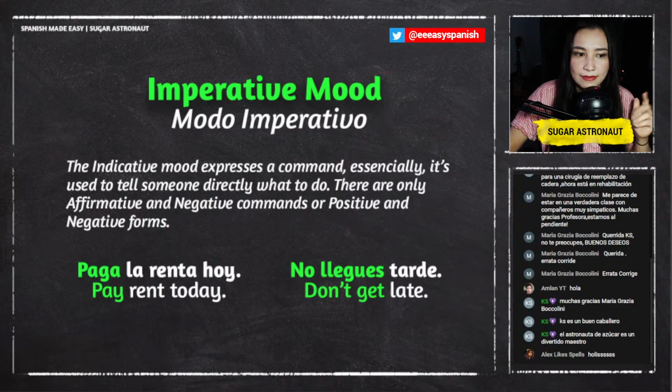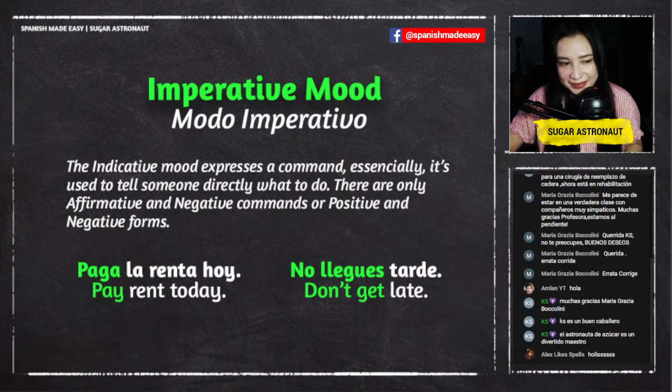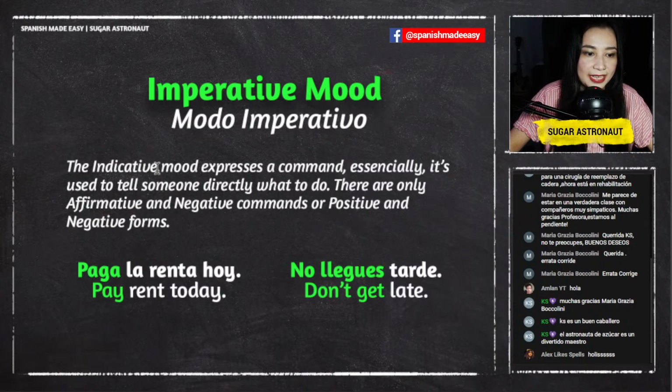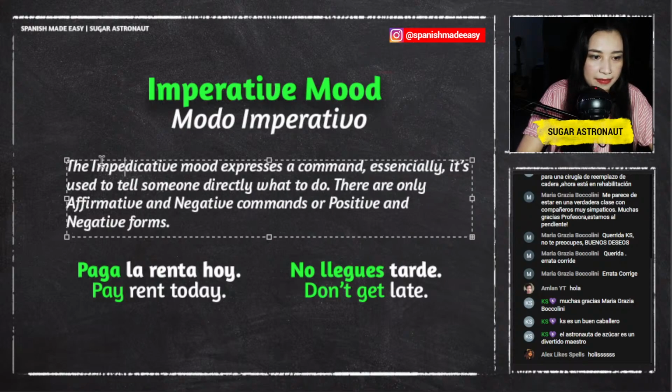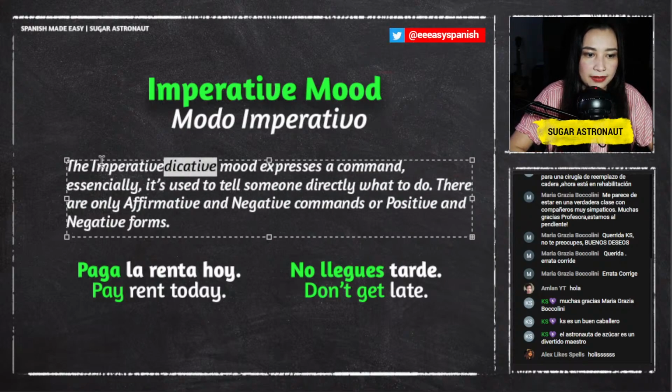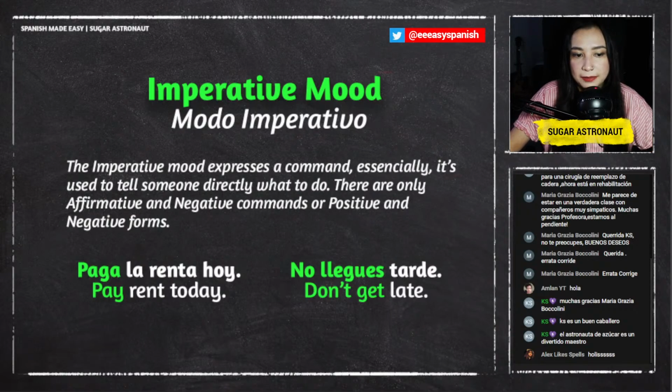So it's not indicative. It's imperative. Sorry about that. The imperative mood expresses a command, okay? We're talking about commands here. We're not talking about desires and facts. We're talking about commands, something that you want someone to do or to get done, okay? Essentially, it's used to tell someone directly what to do, okay? So we're telling someone what to do, just like a boss.